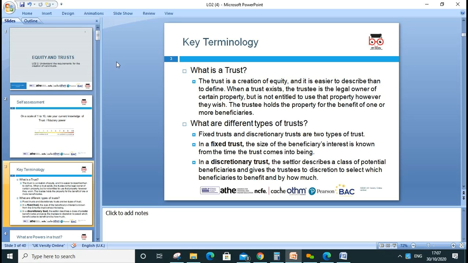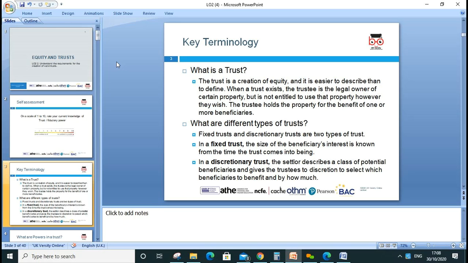In charities you have trustees, but they are not entitled to use the properties however they wish. The trustee holds the property for the benefit of one or more beneficiaries. So basically they are holding the property of someone else. Think about if you are a director or CEO of a company, it's not your company. The company is owned by the shareholders. So you have some sort of relationship which we'll go through in a further slide.